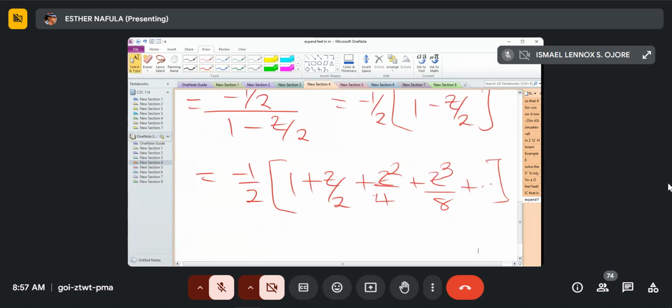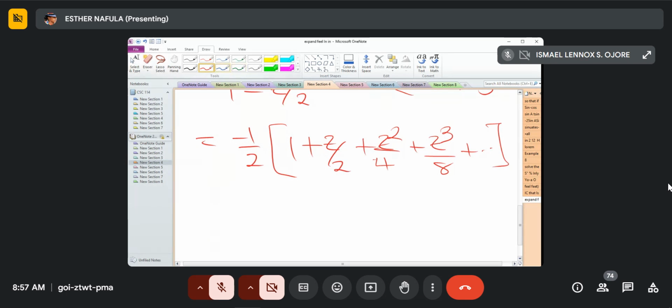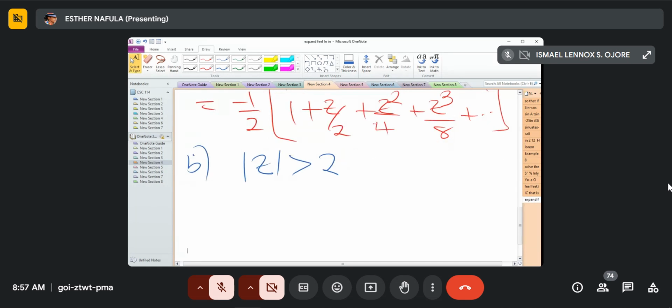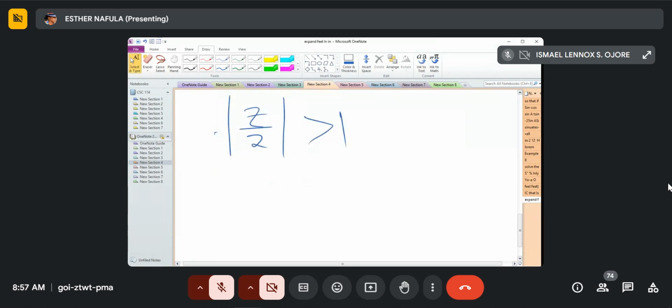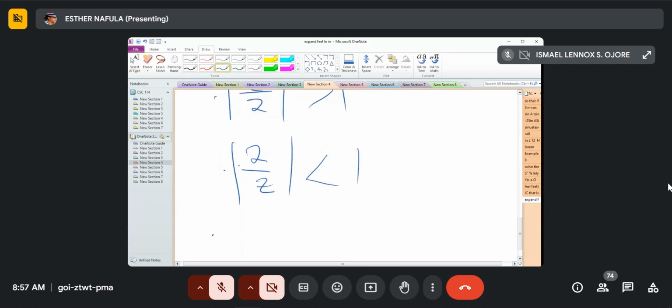For the second part, part B, the condition is modulus of z is greater than 2. Again, your starting point is you have to manipulate this so that you have modulus of z less than 1. If we divide through by 2, we have modulus of z divided by 2 is greater than 1. But we need modulus of z less than 1. So reciprocate this and you have modulus of 2 over z is less than 1. Again, go to your function. Your function f of z is 1 over z minus 2.